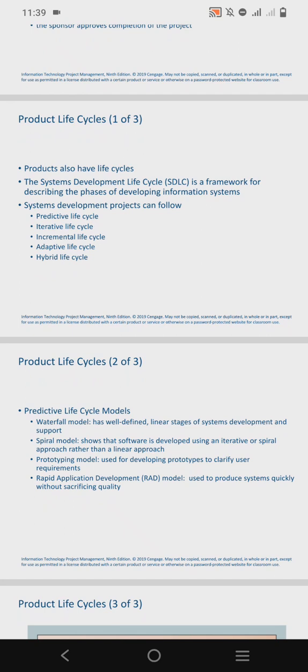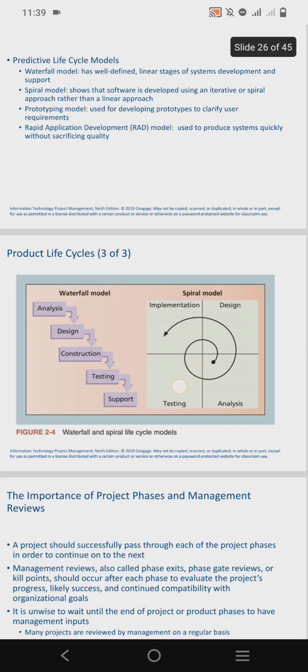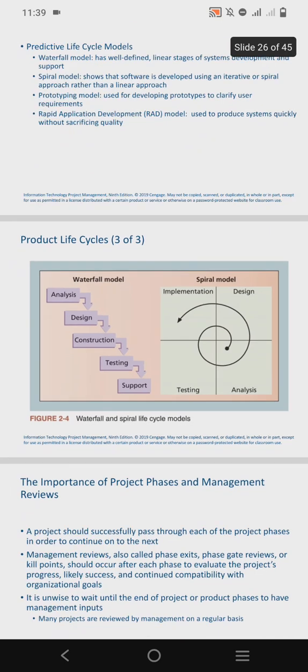This is a figure illustration of the waterfall and the spiral life cycle models. As you can see, the waterfall model consists of the analysis phase, the design phase, construction phase, testing phase, and the support phase, while the spiral model consists of the implementation, design, analysis, and testing phases.